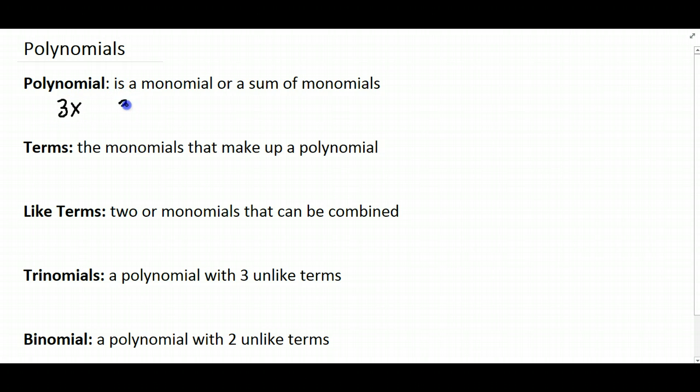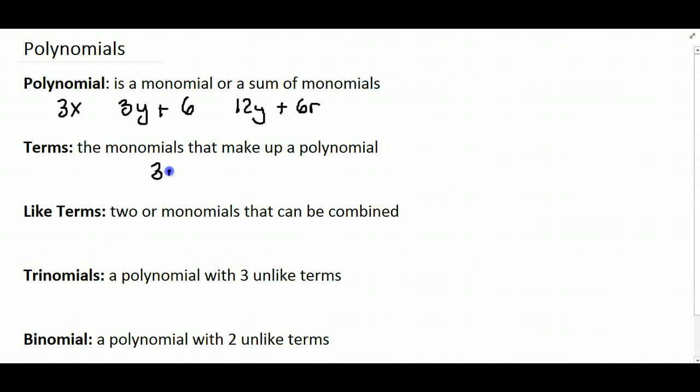Another example is 3y plus 6. Two monomials added together. Or 12y plus 6r. So a polynomial has to be a sum of unlike monomials that you can't combine. Okay, so now another vocab word is a term. The monomials that make up a polynomial are the terms.